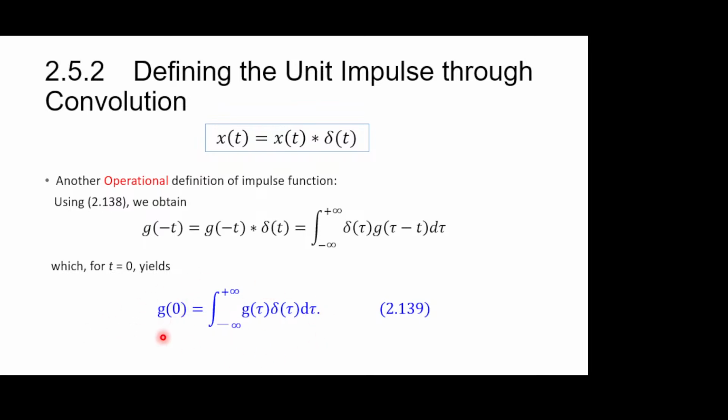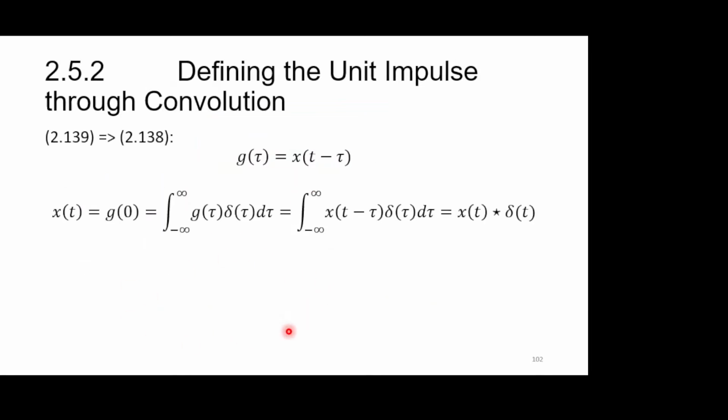Okay? So we just did the derivation from this convolution to this shifting property, and we skip the details; you can check them later. We can also derive the convolution from this shifting property by making a smart choice of your function and a change of variable. So you can get x of t equal to x of t convolved with delta of t.